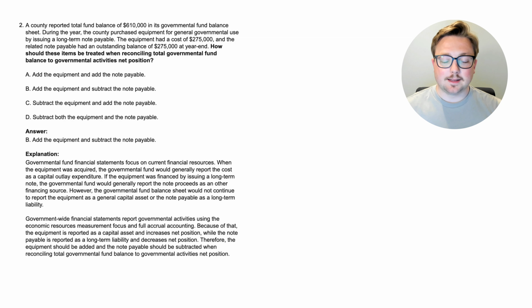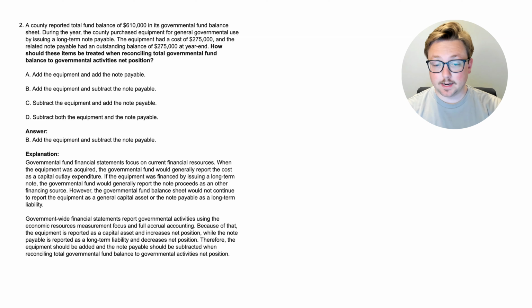All right, here we are at the answer. The answer is B. You would add the equipment and subtract the note payable. Now again, based on what we learned in the first question, I think this probably should make sense. So let's go through this. Governmental fund financial statements focus on current financial resources. Again, they're not really looking at capital assets or long-term liabilities. When the equipment was acquired, the governmental fund would generally report the cost as a capital outlay expenditure.